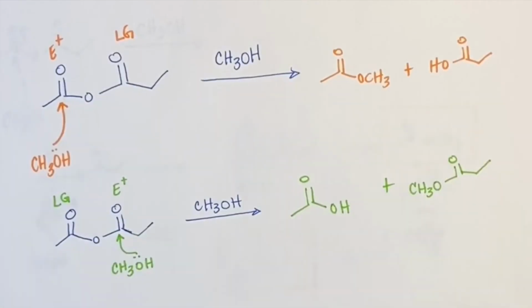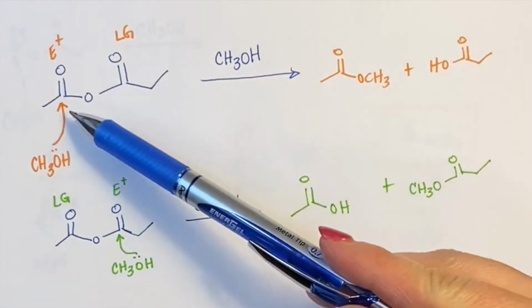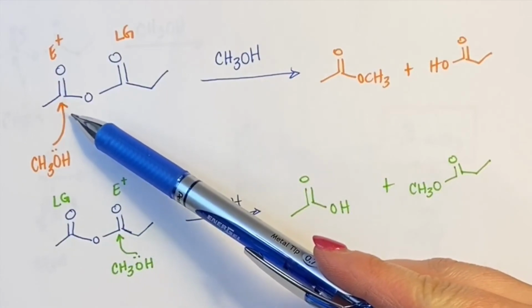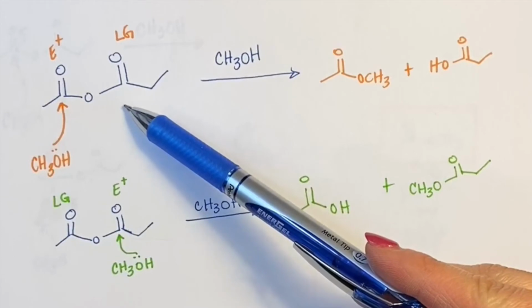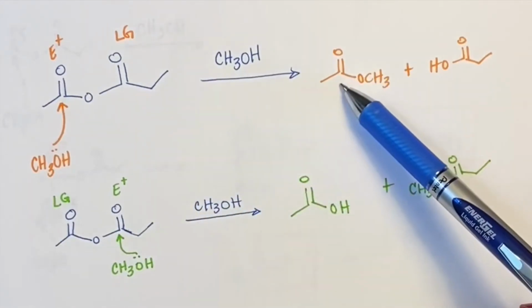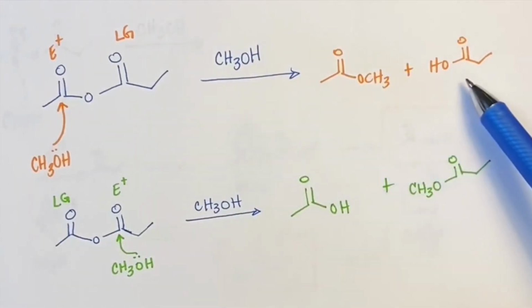Overall, in summary, we have a total of 4 products. The first pathway that we went through here, those products are shown in orange. That happened where the methanol attacked the carbonyl on the left, so that was my electrophilic carbon, whereas the carbonyl on the right became my leaving group in the reaction. And I got my ester from the carbon on the left and my carboxylic acid from the carbon on the right.